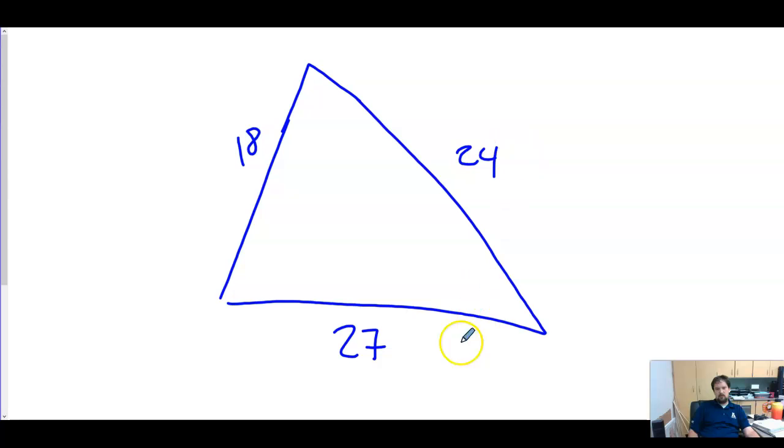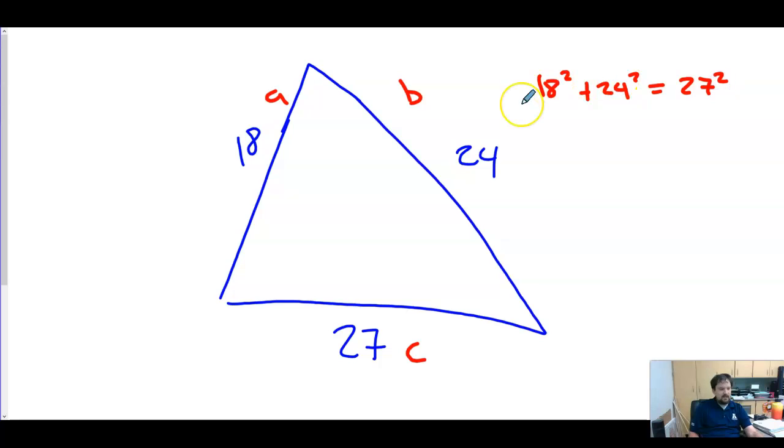So 18, 24, and 27. Well, 27 is the longest, so I'm going to assign that as the C. A and B, doesn't matter. We can put them however we want. Now we're going to plug it into the Pythagorean theorem and see if it actually is a right triangle. So we're going to do 18 squared plus 24 squared equals 27 squared. Okay, so I'm going to do 18 squared plus 24 squared in my calculator, and I get 900. Equals, let's put 27 squared into my calculator, and I get 729.